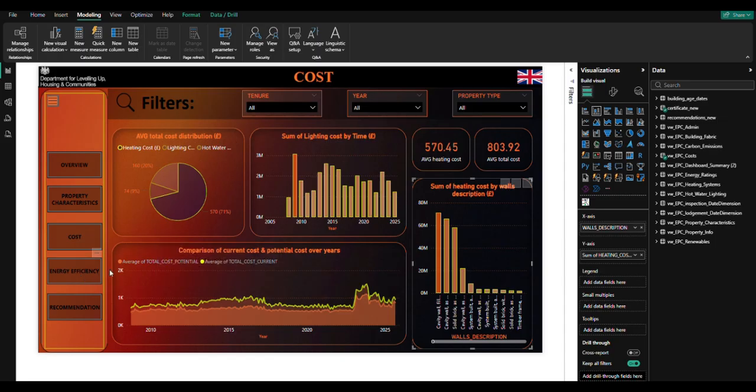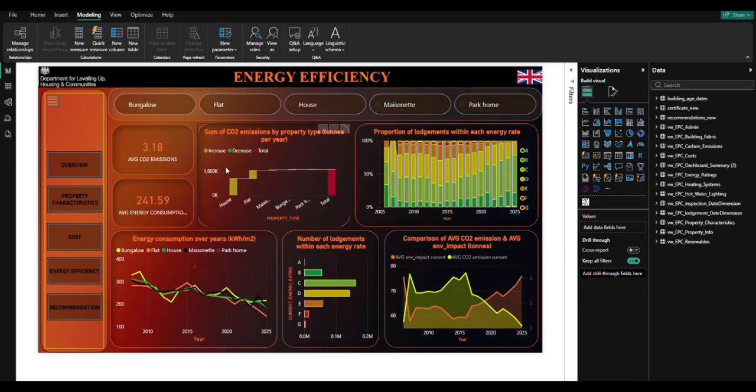The energy efficiency page focuses on analyzing the environment and energy performance of properties. At the top of the page, there are buttons so you can filter the analysis by property type. So you can see average CO2 emission is 3.18 tons per year. Average energy consumption is 241.59 kilowatt hours per square meter. These are the current values.